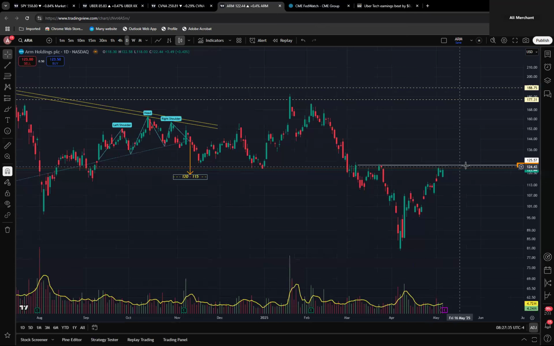In the case of ARM, it seems like ARM is finding strong resistance around 125, 126. If it fails to break this resistance, then probably we are coming back to at least this low, which is 109. That's all for the short and sweet analysis for today.